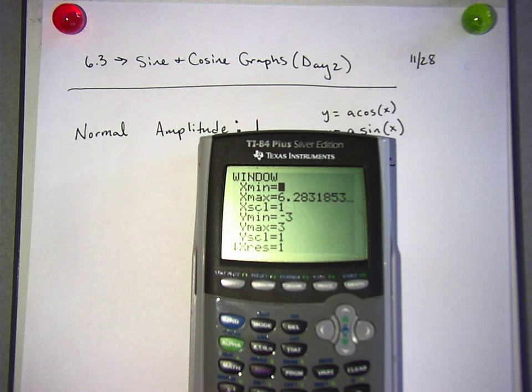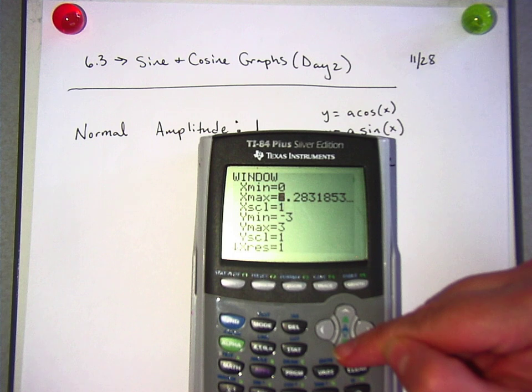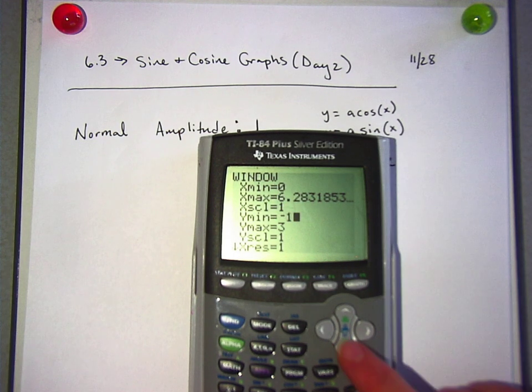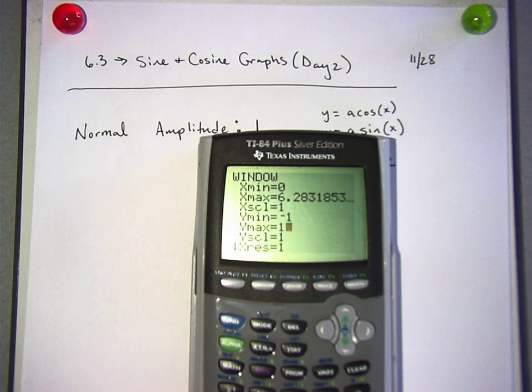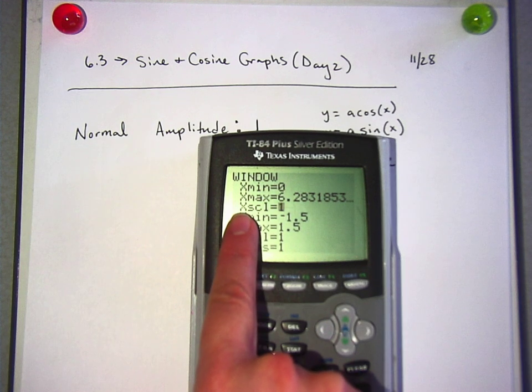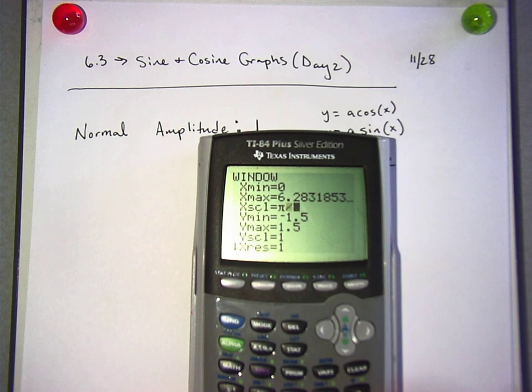I want everybody to change the window to 0 to 2 pi, just like it is now, and then the y minimum, I want that one to be -1 to 1. Actually, let's make it -1.5 to 1.5. And then the important thing that I really need you to pay attention to is, see that part that says x, SCL, x scale? For that, I want you to put in pi divided by 2. That means that there's going to be a tally mark every 90 degrees, every pi divided by 2.